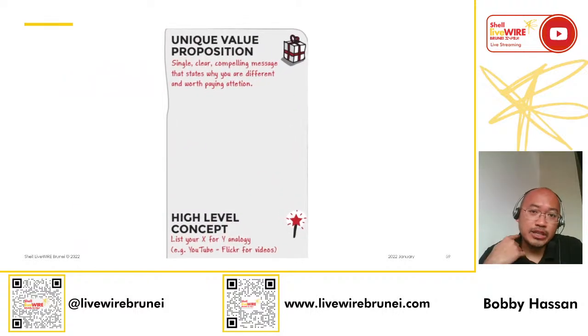So let's look at the unique value proposition. In the business model canvas, it's just value proposition, but in the lean canvas, it highlights the word unique. So what makes you different from other people? What makes your product or services different from other people? And there's the high level concept, so an analogy for your business. In the example earlier when I shared Teach Me Guru, you could say it's like Uber for education.